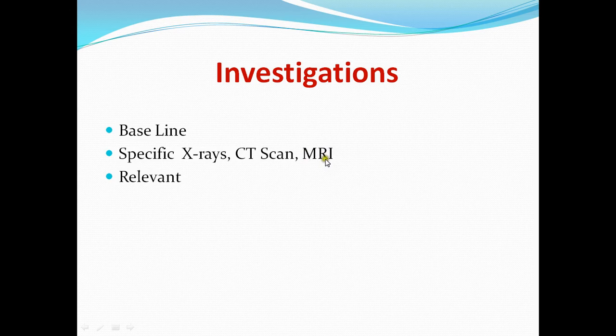So MRI tells us about the spinal cord injury, and CT scan and X-ray tell us about the vertebral bone injury. And relevant means, if a patient has a chest injury, we should go for X-ray chest or CT scan of the chest. If the patient has an abdominal injury, we go for ultrasound abdomen. If the patient has a head injury, we go for CT scan of the brain and head. If a patient is diabetic, hypertensive, or has cardiac disease, we also investigate this patient accordingly.